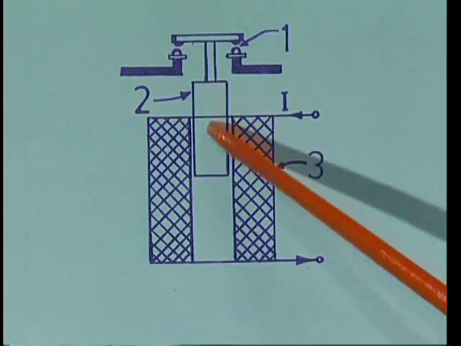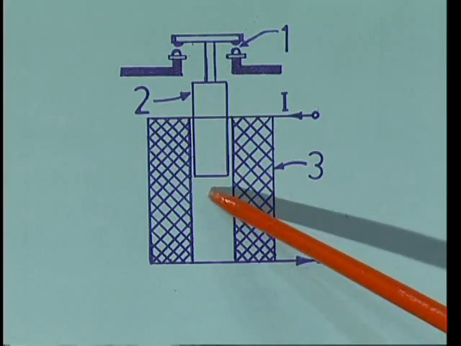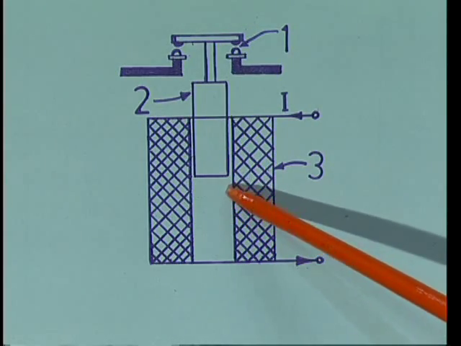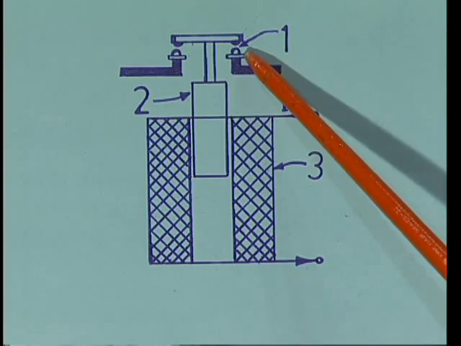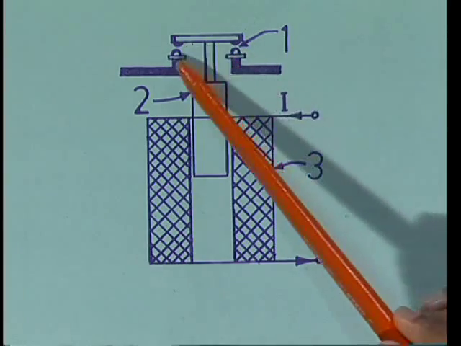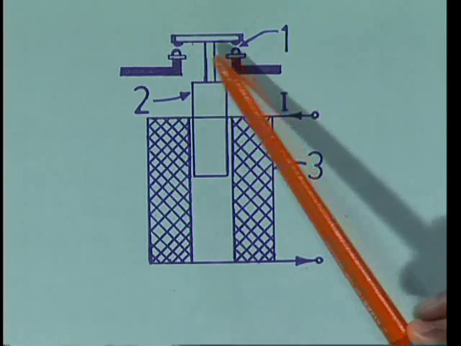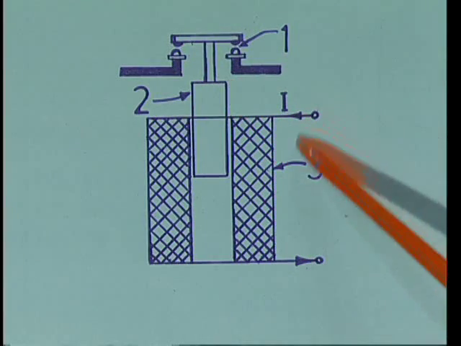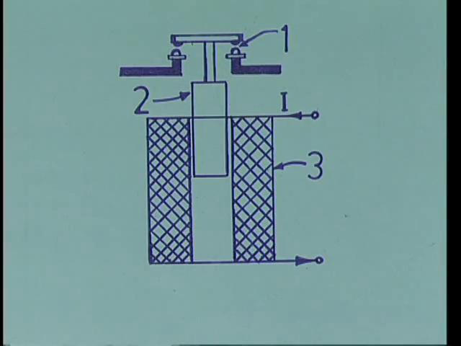So this iron plunger moves up and down in the cylindrical coil, and these are the fixed contacts of the trip circuit. So this is the construction of the solenoid plunger relay. This is also an electromagnetic relay.